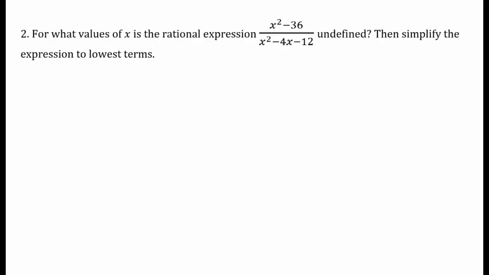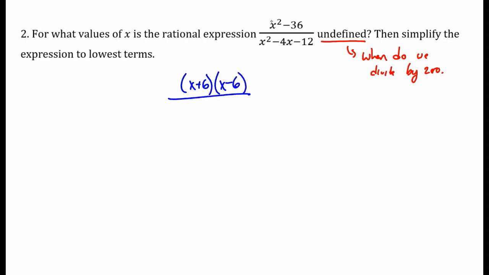So for what values of x is the rational expression undefined? Clearly there's a polynomial up top and a polynomial on the bottom. Undefined is when do we divide by 0? So if I look at this expression here, I see x squared minus 36, and I instantly say, wait a minute, that's the difference of perfect squares. Over, well, the bottom's a trinomial, so I'm asking myself, what multiplies to negative 12 and adds to negative 4? What two numbers multiply to negative 12? Well, that's going to be x minus 6 and x plus 2.